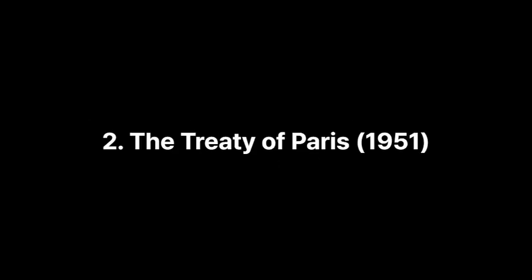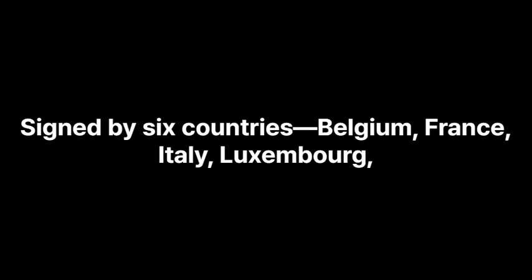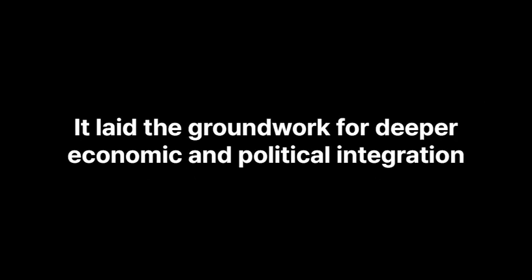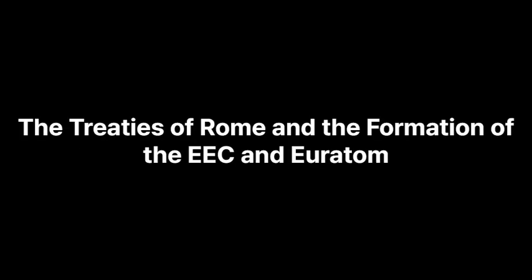2. The Treaty of Paris, 1951. Signed by 6 countries: Belgium, France, Italy, Luxembourg, the Netherlands, and West Germany, the ECSC was the first supranational European institution. It laid the groundwork for deeper economic and political integration. C. The Treaties of Rome and the formation of the EEC and Euratom.